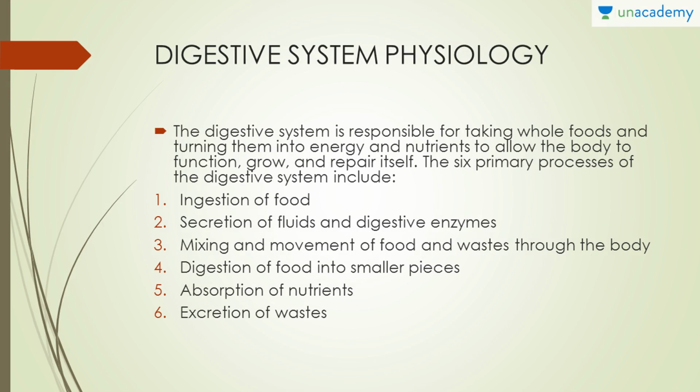Now, in my previous lecture, I discussed the parts involved in the process of digestion in full detail. Here we are going to discuss digestive system physiology. The digestive system is responsible for taking whole foods and turning them into energy and nutrients to allow the body to function, grow and repair itself. There are 6 primary processes of the digestive system: first is ingestion, second is secretion, third is mixing and movement, fourth is digestion, fifth is absorption, and sixth is excretion. The definition and the process of digestion we will get in this point.